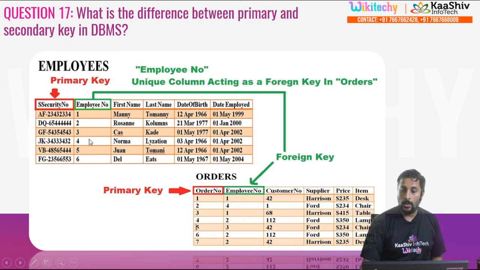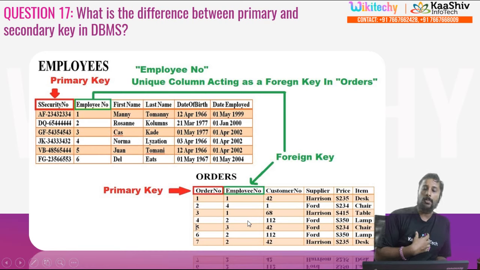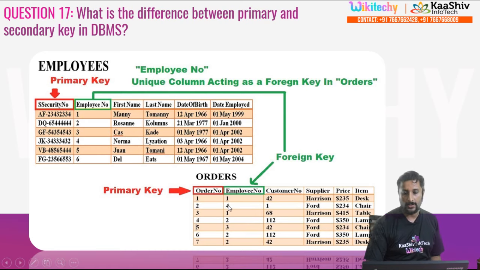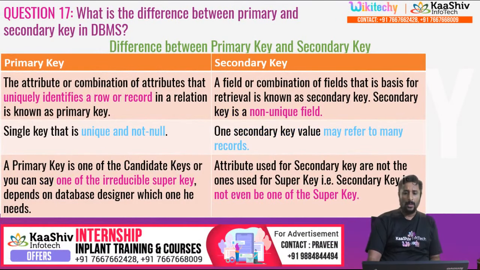This one will have unique values, but this one can't be unique, because I'm the employee and I can bill 10 bills. So duplicates will be there over here. That's the foreign key. Here is the difference: the primary key uniquely identifies a record, the foreign key is non-unique. Primary is unique and not null, while foreign may refer to many records, and one of the irreducible super keys, and may not even be one of the super keys. So these are some of the very important things you should understand.